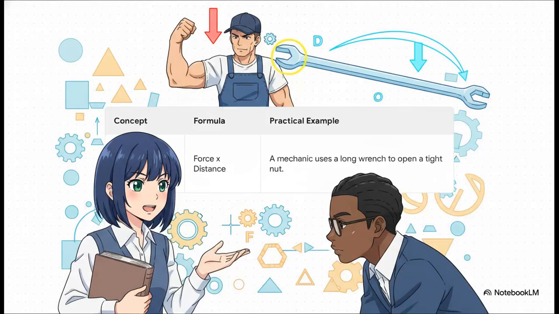And here's where it all clicks into place. The formula is simple. Torque is just the force you apply multiplied by the perpendicular distance from the pivot. That's why a mechanic grabs a long wrench for a stubborn nut. A longer handle means more distance, so they need less muscle to get the same turning effect. It's physics making life easier.